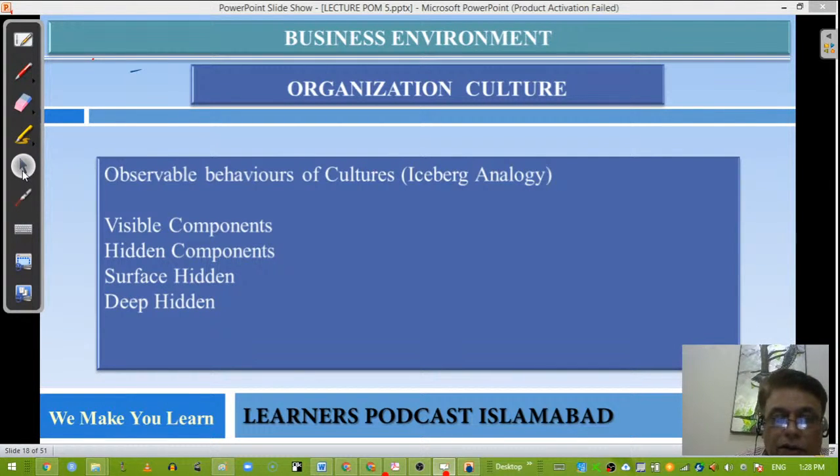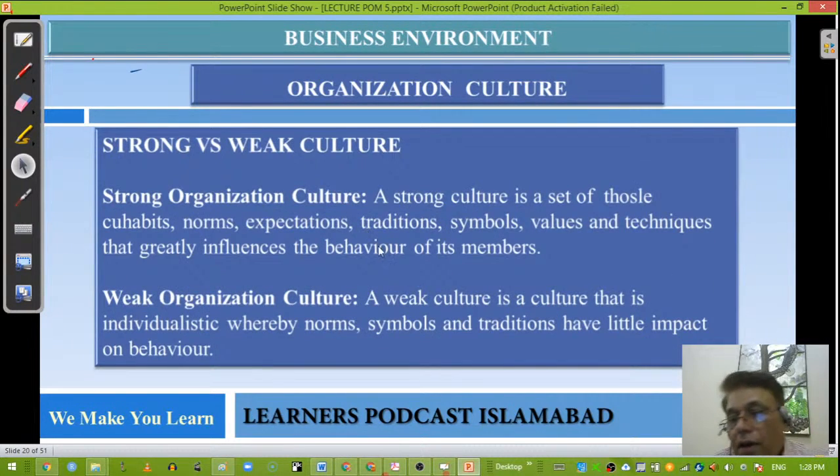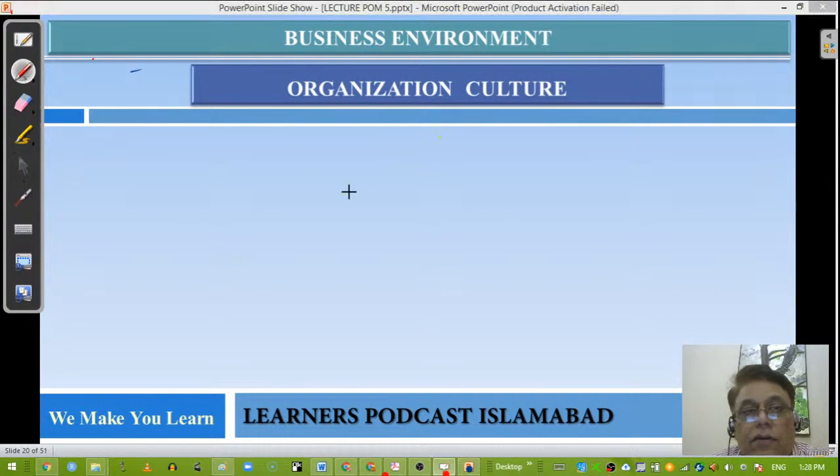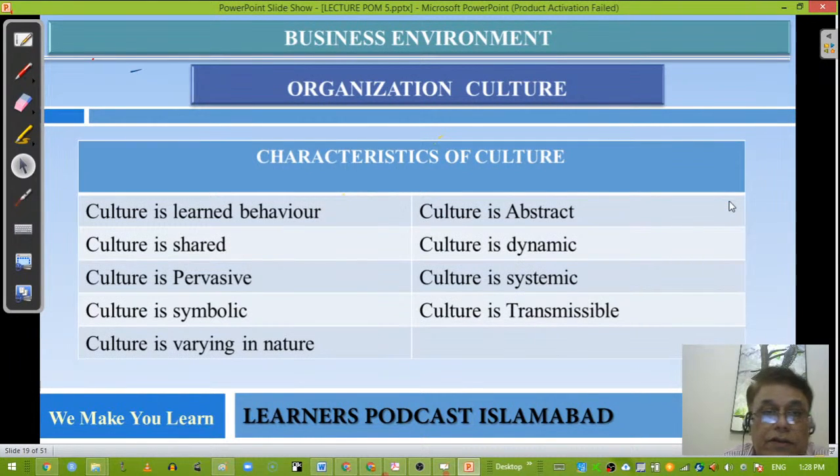After this iceberg analogy, our next topic is: what are the characteristics of the culture? This is also interesting for understanding the nature of culture. So far, what we have discussed, we are now going to converge all these things that we have learned. We have expanded too much. So what are the characteristics of culture?